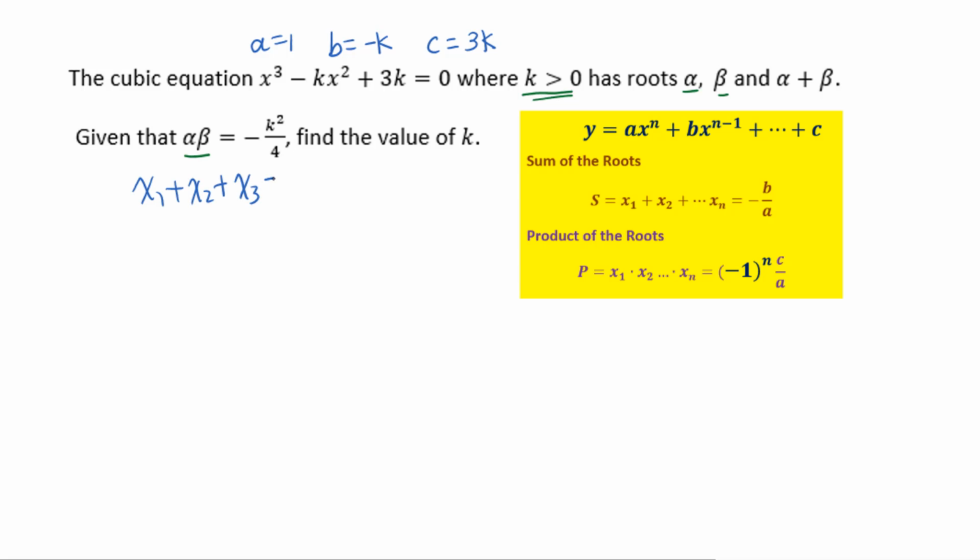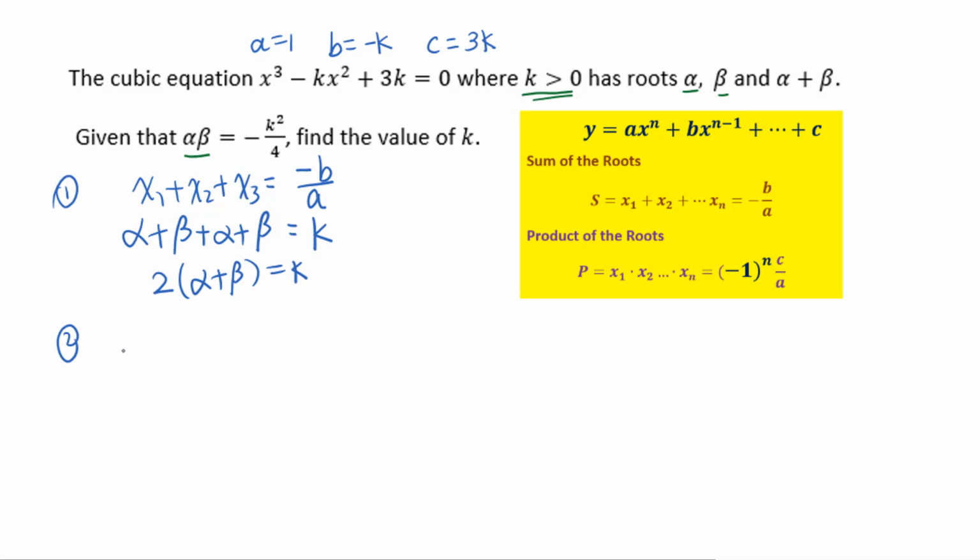The sum of roots equals negative b over a. We plug in: alpha plus beta plus alpha plus beta equals negative b over a, which will be k. Organize, you will get 2 times alpha plus beta equals k. For the product of roots, x1 times x2 times x3 equals negative c over a, because n equals 3. X1 is alpha, x2 is beta, x3 is alpha plus beta, equals negative c over a, which will be negative 3k.